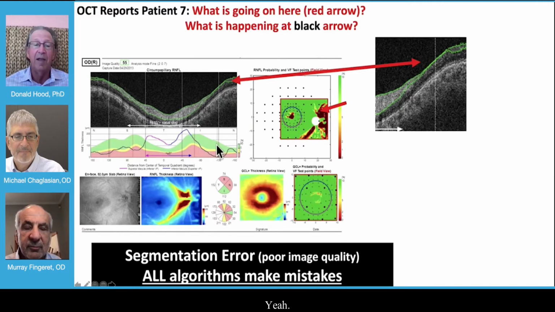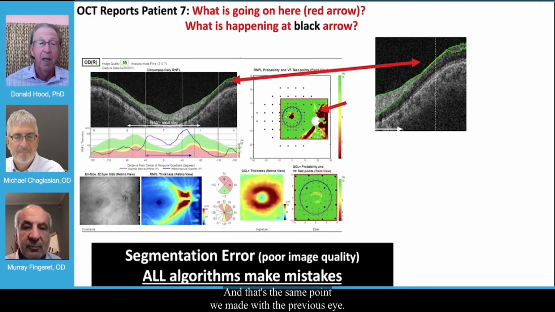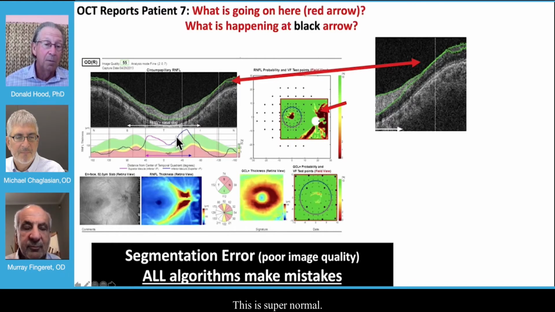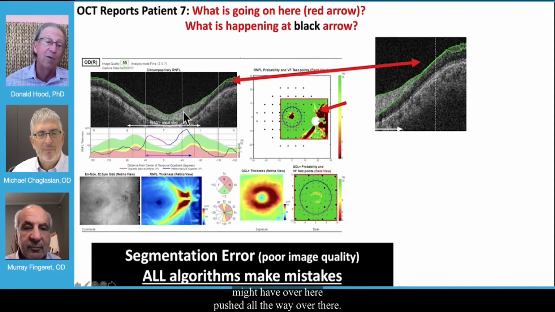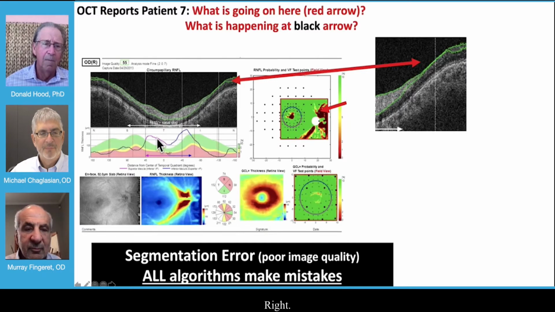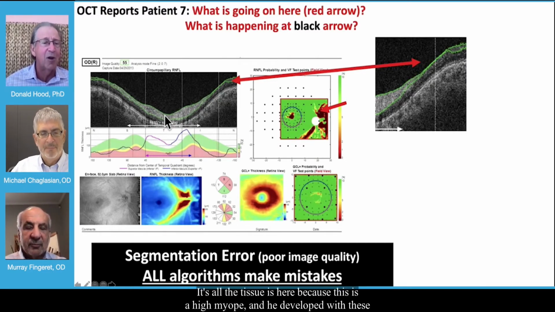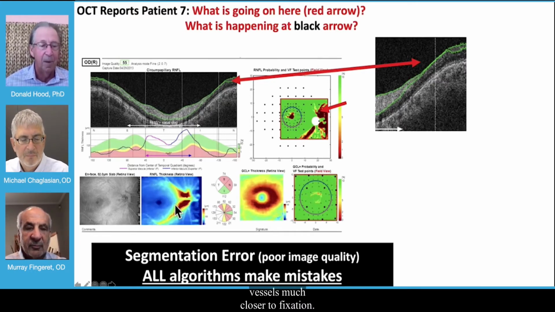Yeah, and that's the same point we made with the previous eye. If you look at this, this is super normal. This is super normal, not because this person has more retinal nerve fiber layer, but he has what you might have over here, all pushed all the way over there. So this is a dead giveaway. You might say epiretinal membrane? No. Segmentation error? No. All the tissue is here because this is a high myope, and he developed with these vessels much closer to fixation.